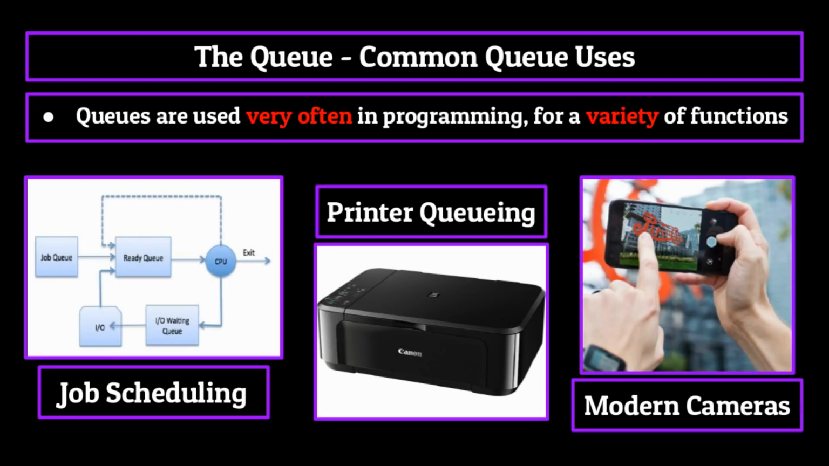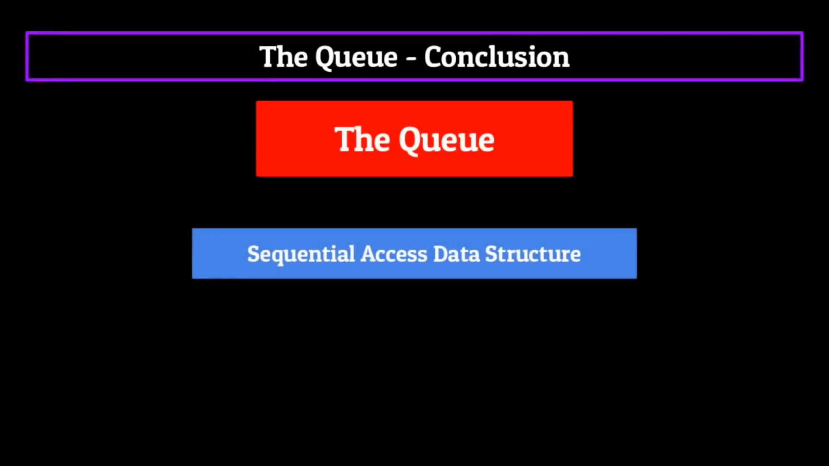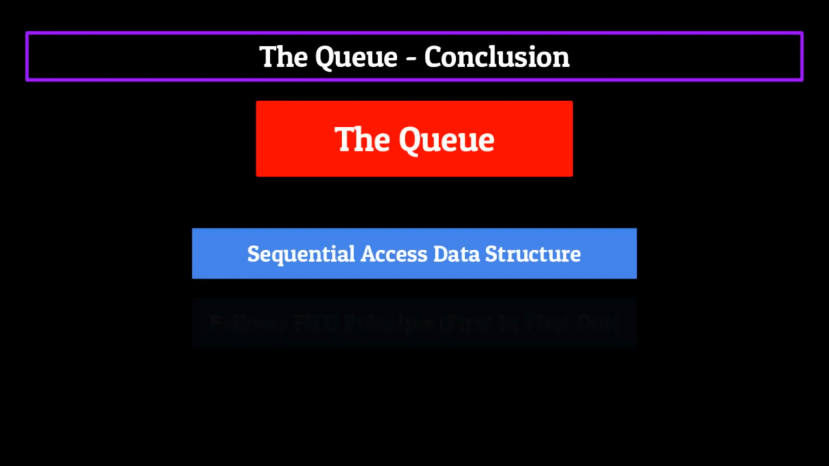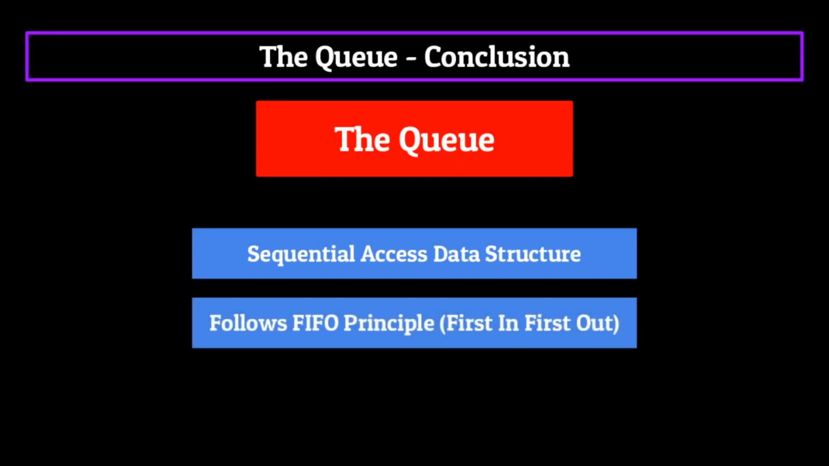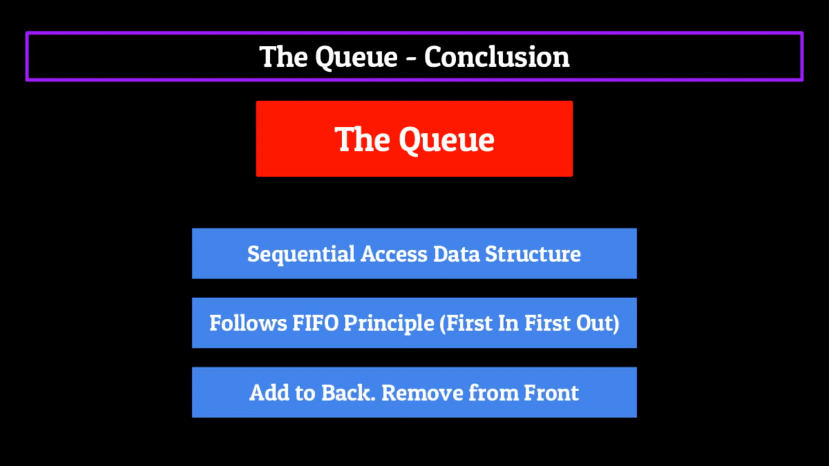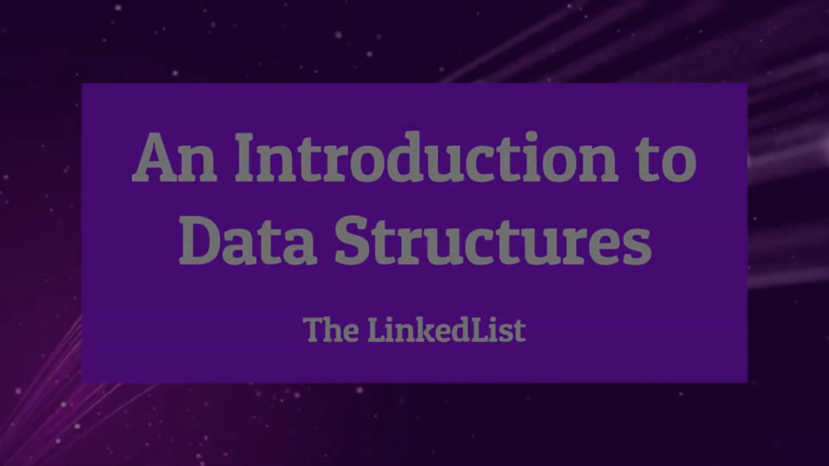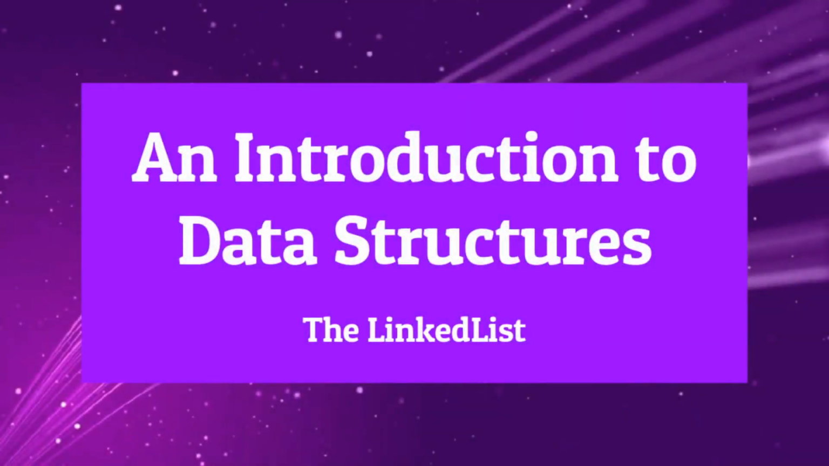This also concludes our discussion on the queue. To review, the queue is a sequential access data structure which follows the FIFO principle, or first in, first out, to add elements to the back and remove elements from the front. Up next, we'll continue on the sequential access data structures train and talk about one of my personal favorite data structures. Next, we'll be covering the linked list, and it's a good one, so strap into your seats.